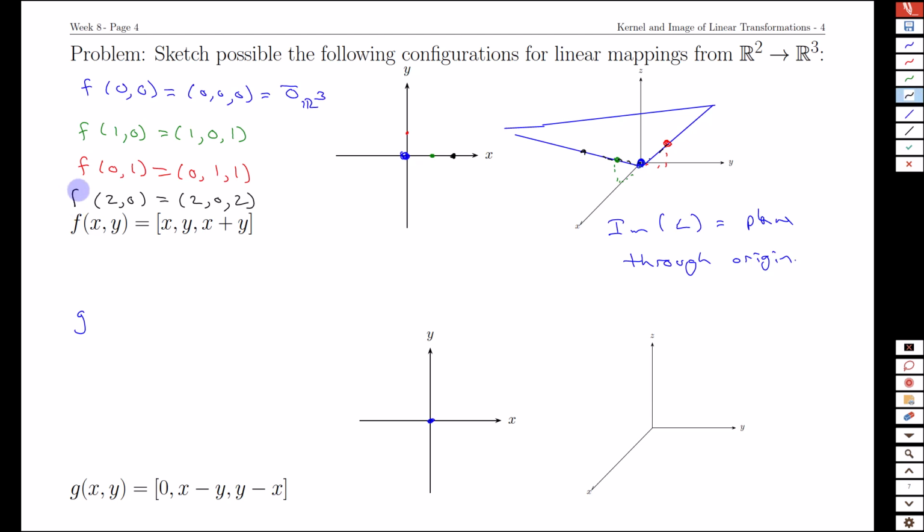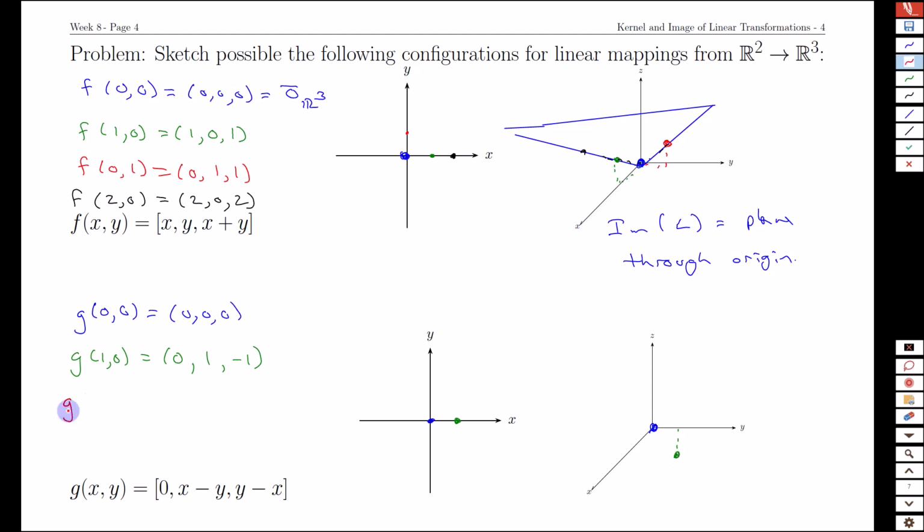All right, so now g of (0,0) again. If this is a linear transform, and it is, g of (0,0) will be (0,0,0), and in fact that's what we get. So it maps the same way. Let's then compute g of (1,0), and that is 0, x minus y is 1, and y minus x is negative 1. So the point here at (1,0) maps to (0,1,-1), so down here.